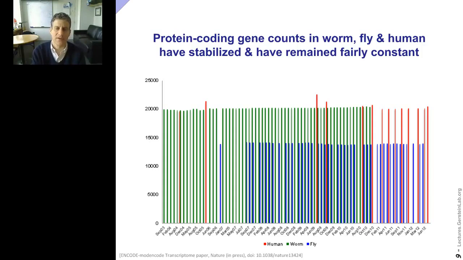And the important thing you see in the picture is very flat lines. And so the annotation of the genes in the genome has become fairly stable. Now, there's still a lot of work to be done in terms of getting their exact splicing structure worked out. But the overall number of genes in the human genome has been fairly steady. The number in the worm genome has been fairly steady, and the number in the fly genome is fairly steady for the last 10 years.